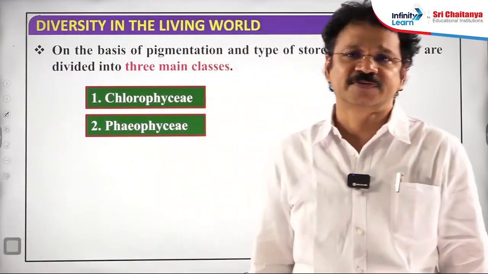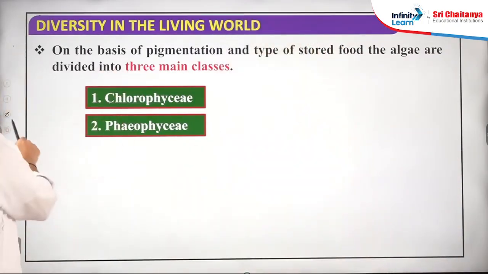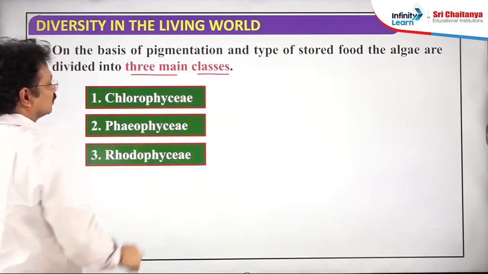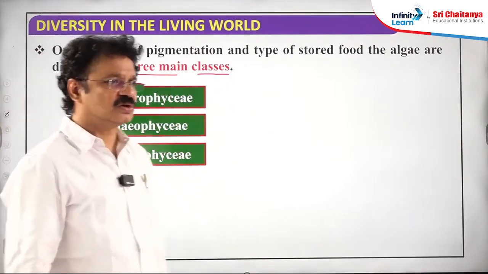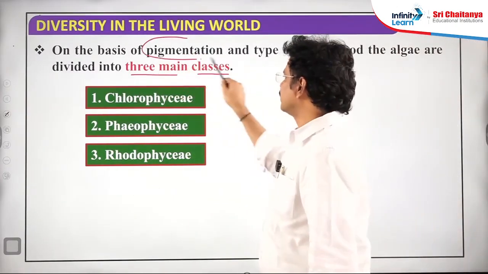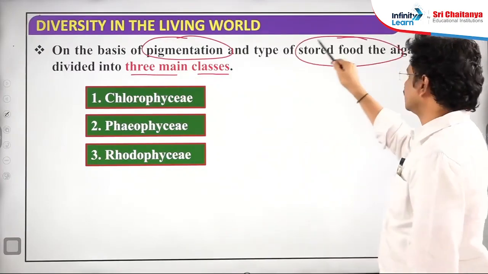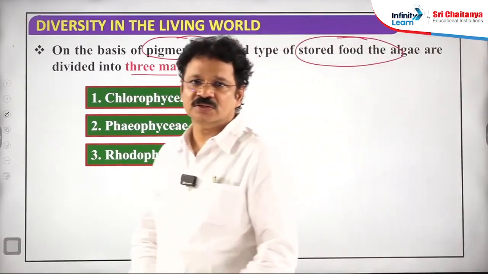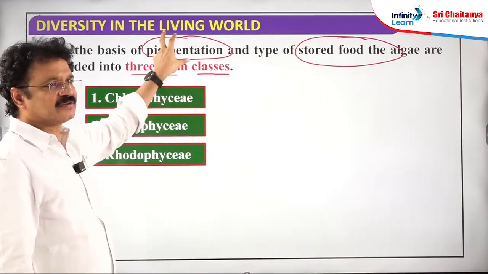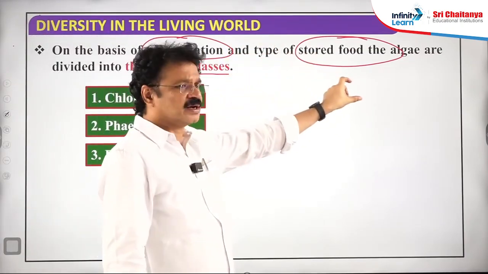Today our botany class is classification of algae and general characters of bryophytes. What is the main criteria for classification of algae into 3 groups? 3 main classes are there in algae. What kind of criteria is utilized to classify the algae into 3 groups? One is the types of pigments. Second criteria is the nature of stored food material. Mainly these two things are used to classify algae into three classes. One is the type of algal pigments, and the second one is the type of stored or reserve food material.